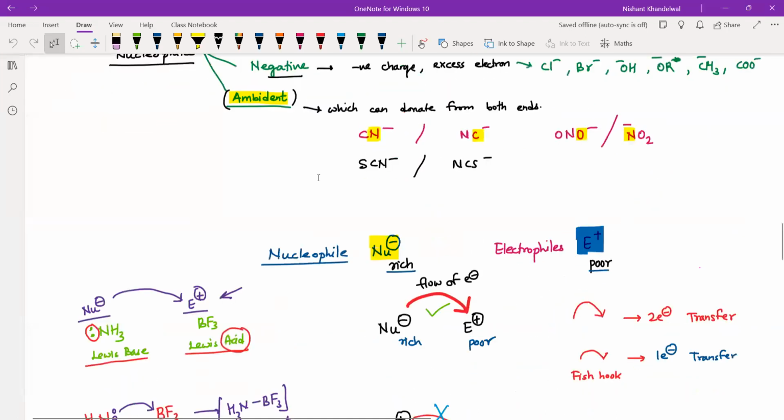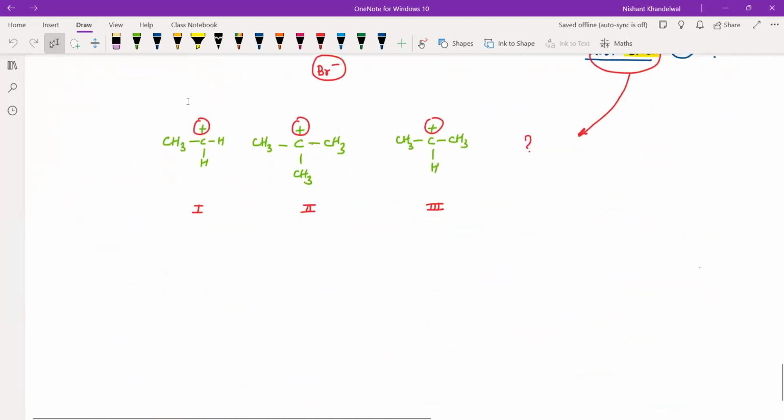Yesterday we ended with a question, and I said you will tell me. Can you tell me the stability order in this? You just have to identify the degree of carbocation first. This one is primary, this is tertiary, and you only have to check the carbon, not any other thing. This one is secondary, very good. So the stability order will be secondary, then tertiary, and then primary.